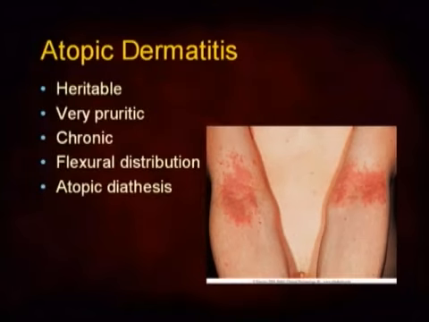So first we'll talk about atopic dermatitis. This is a genetic condition where patients have a very itchy chronic rash in a classic distribution, which is flexural, popliteal, and antecubital fossa, although there are some exceptions to that rule, and I'll go over that in just a minute when we get there. And patients with atopic dermatitis also often have the atopic diathesis, so atopic dermatitis, seasonal allergies, and or asthma, or some combination of those things. You have to have 3 of these things in order to even make a diagnosis of atopic dermatitis.